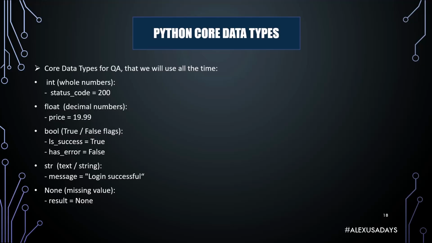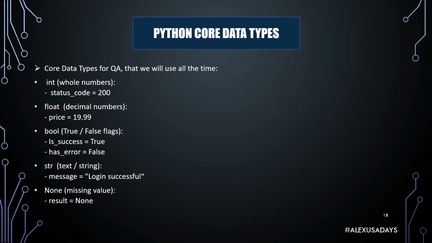For example, we need to store a price, which is $19.99. We will use float for that. We also have booleans, and booleans are either true or false. They can be used as an on-off flag. For example, is_success stores true? That means there was a success for a particular operation. If is_success equals false, that means something failed. The same thing here with an error. has_error equals false means there's no issue, and has_error equals true means an error actually occurred.